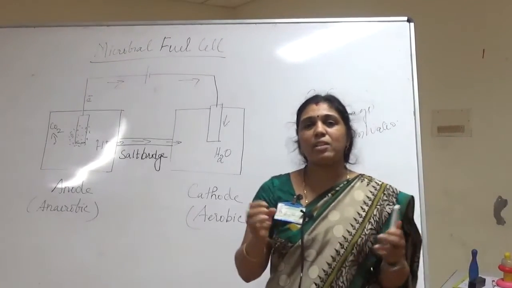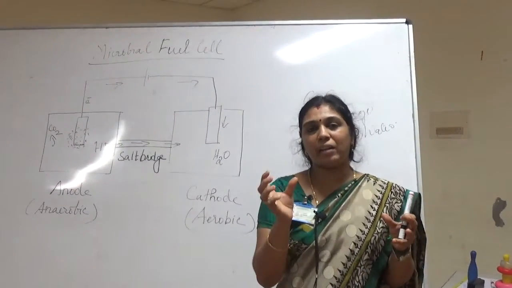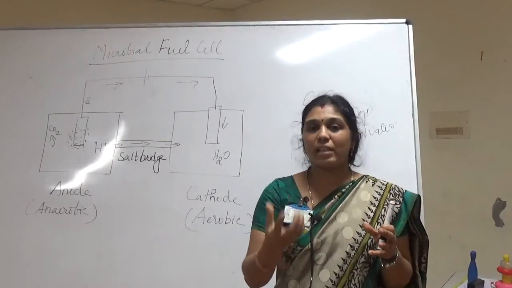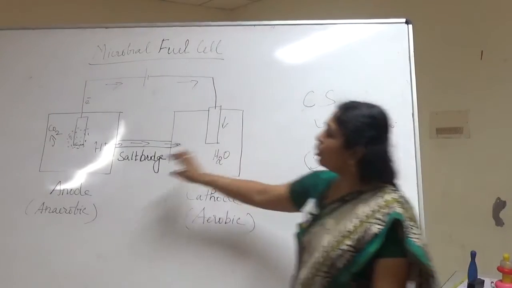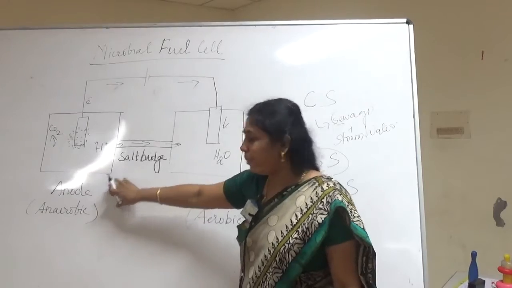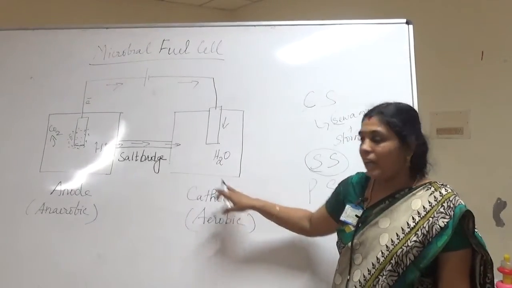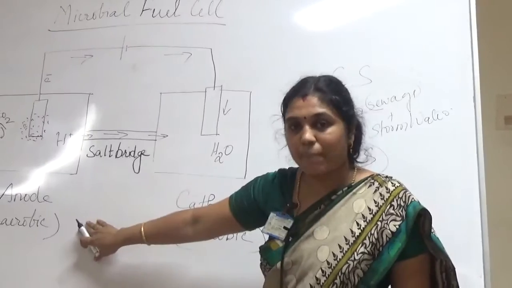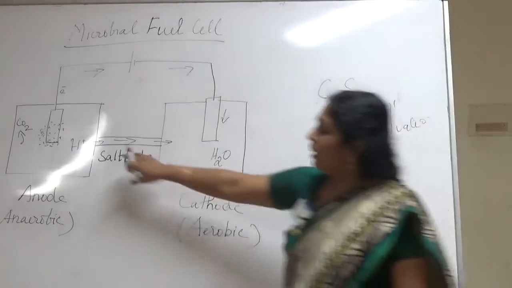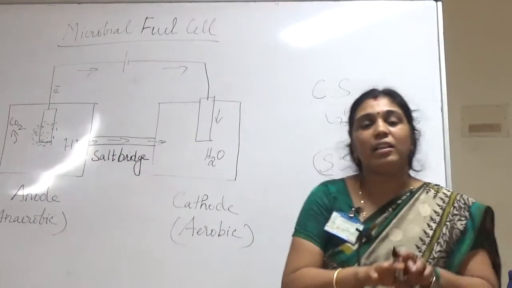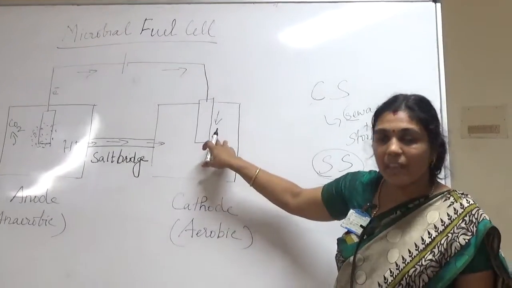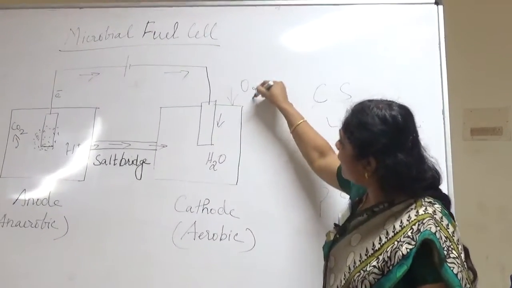Let me give a small explanation of this MFC, which you can also apply and do as a project. Here we have two different compartments. One compartment is called the anode compartment, the other one is the cathode compartment. The anode compartment is an anaerobic chamber and the cathode compartment is an aerobic chamber. Anaerobic chamber means there is no supply of oxygen inside it, and the aerobic chamber has oxygen inside it, so the oxygen will be let inside it.